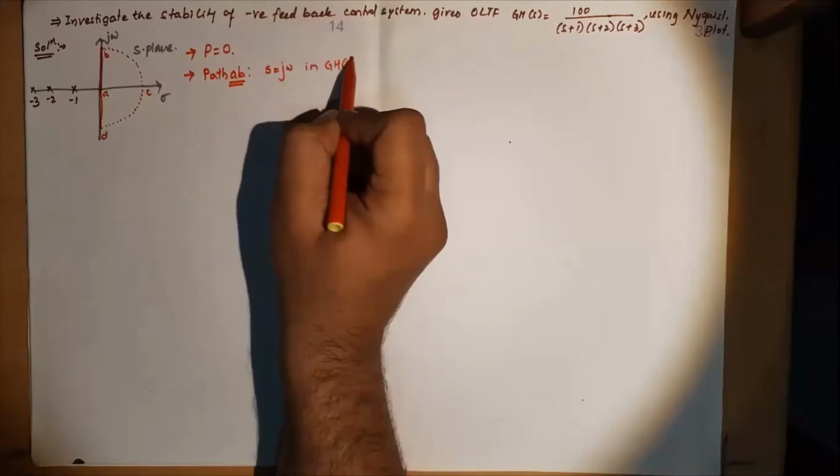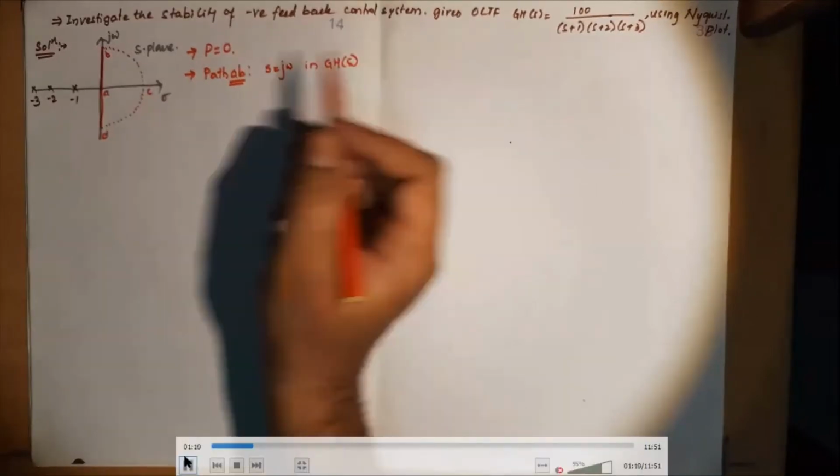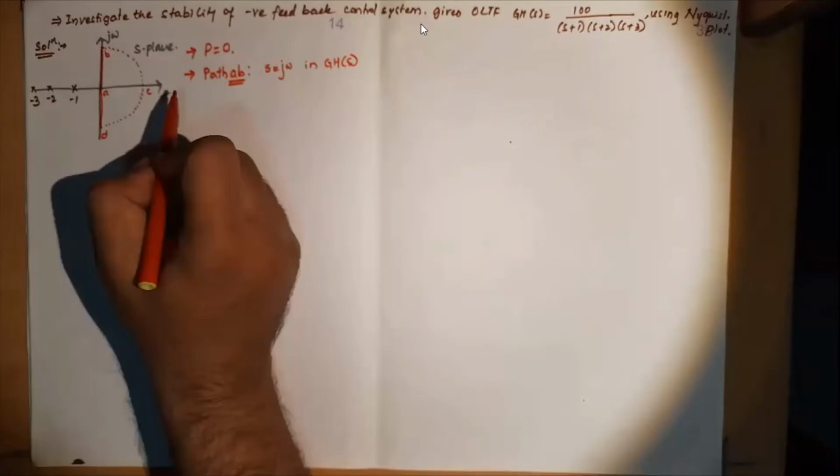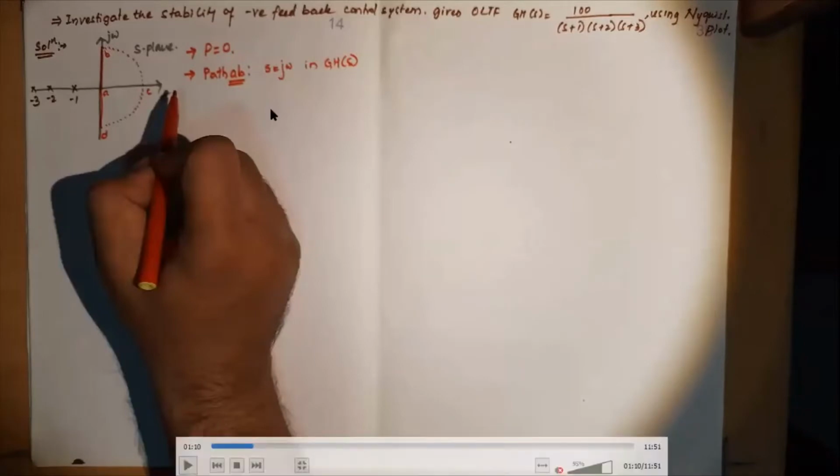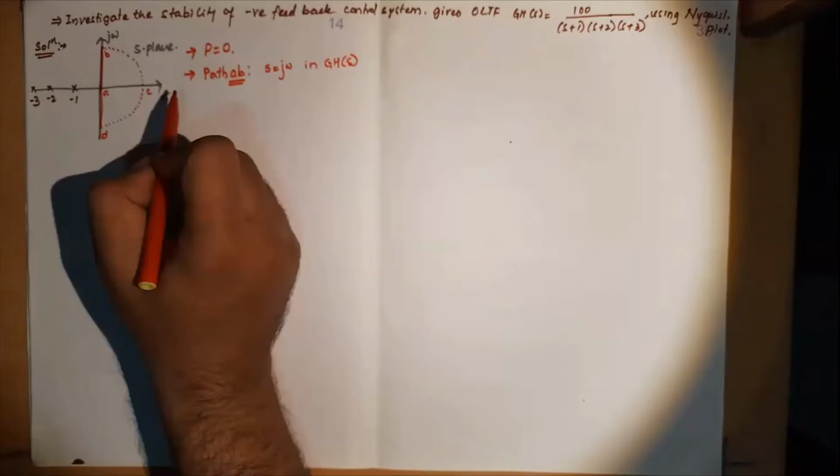Sir, in yesterday's class, the numerical that we did, when you showed the mapping from S plane to GH plane, you drew a small semicircle near the origin. Why is that? Just hold on. Just hold on. I'll answer.